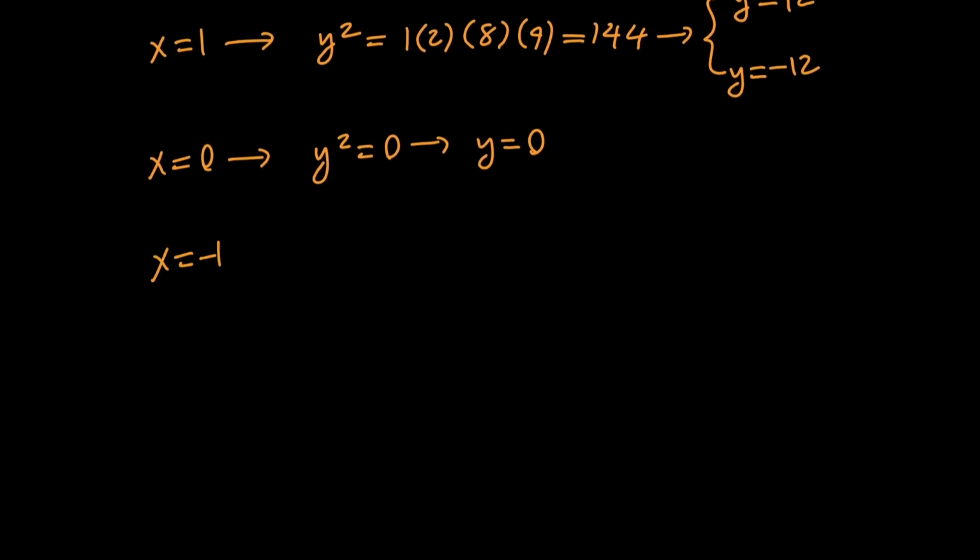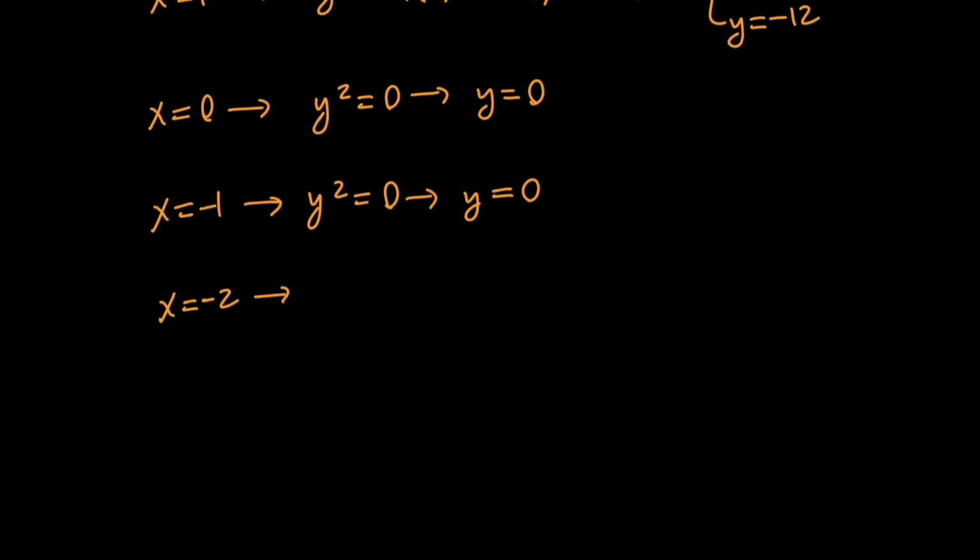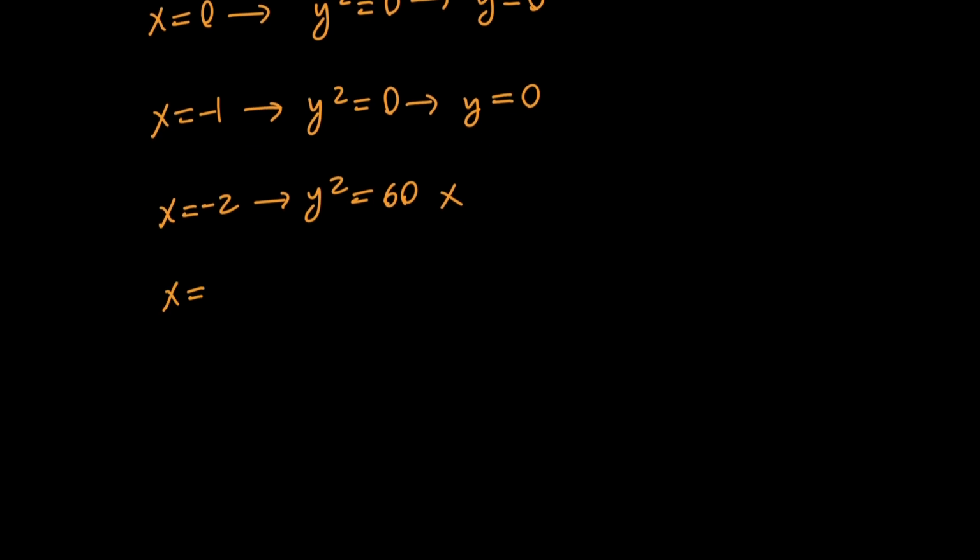Next, if x equals negative 1, we're going to have the same thing. y squared is going to be 0, which means that y equals 0. But if x equals negative 2, we're going to have y squared equals 60, which is impossible. 60 is not a perfect square, so we don't have any solution from this case. So x equals negative 2 is not a valid solution. Next, if we replace x with negative 3, we're going to have y squared equals 120. Again, 120 is not a perfect square. Therefore, x equals negative 3 is not a valid solution.